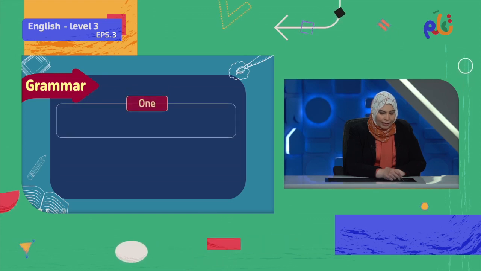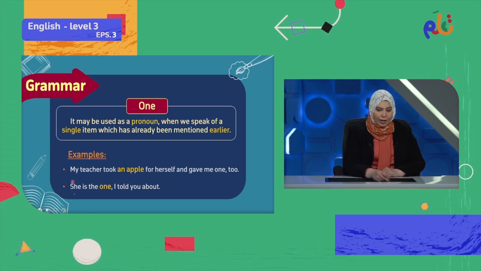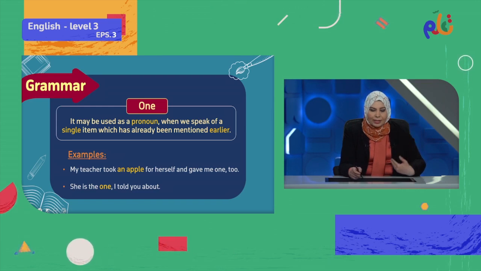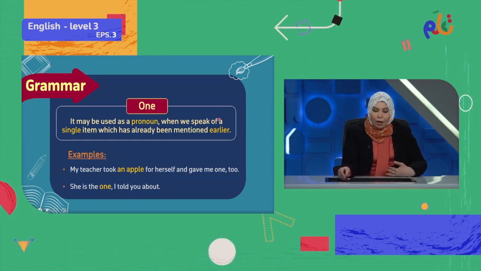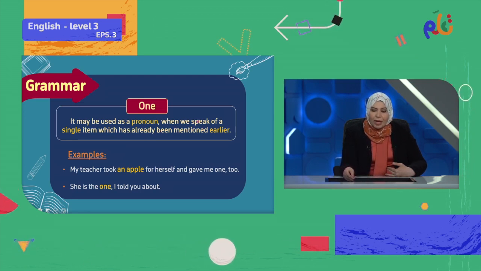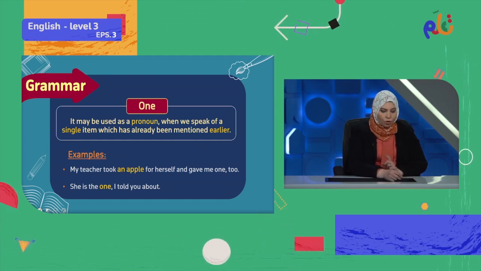Okay, and as we said, one and ones, like she's the one I told you about, which means we talked about her before, or something that is mentioned before. We use it as a pronoun, or we can speak about something that has already been mentioned earlier, to avoid repetition. So we're talking about something which is singular. And here, if we're talking about ones, we're talking about many, plural, something that is already mentioned earlier.